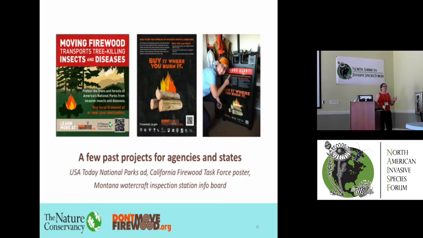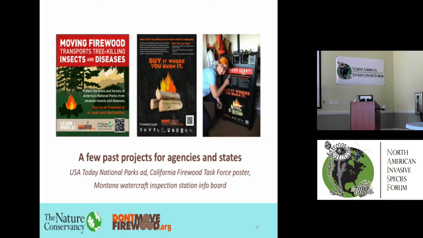Here's a couple examples of our previous templates, but I thought it was instructive to see some of our customized materials. The one on the far left is an advertisement we did in the USA Today Annual National Parks Edition. So we changed the wording in order to work best for America's national parks. The center one is a poster that we have done every couple years, updated for the California Firewood Task Force. So you can see they have a heck of a lot of partners. Look at all those little logos.